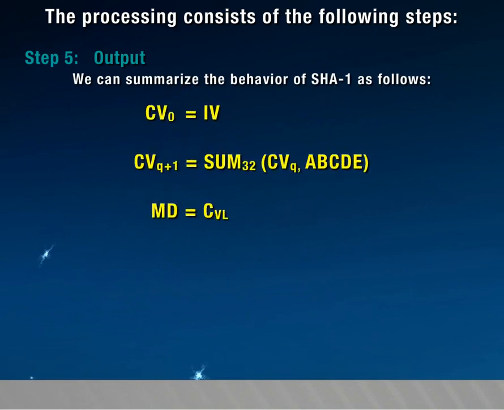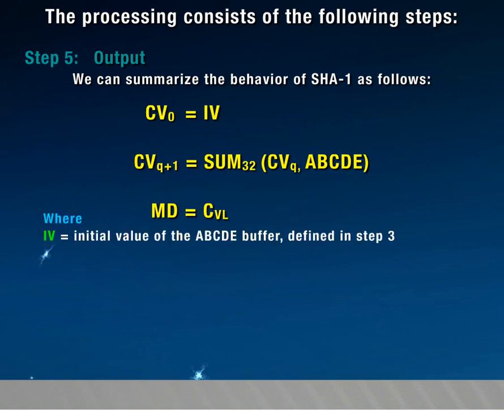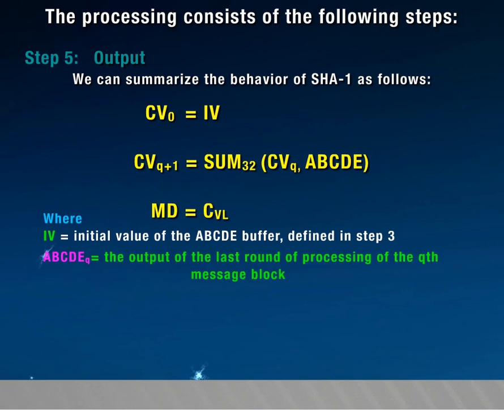CV0 is equal to IV. CVq+1 is equal to sum 32 of CVq and A, B, C, D, E. MD is equal to CVL, where IV is equal to the initial value of the A, B, C, D, E buffer defined in step 3. A, B, C, D, E q is equal to the output of the last round of processing of the qth message block.